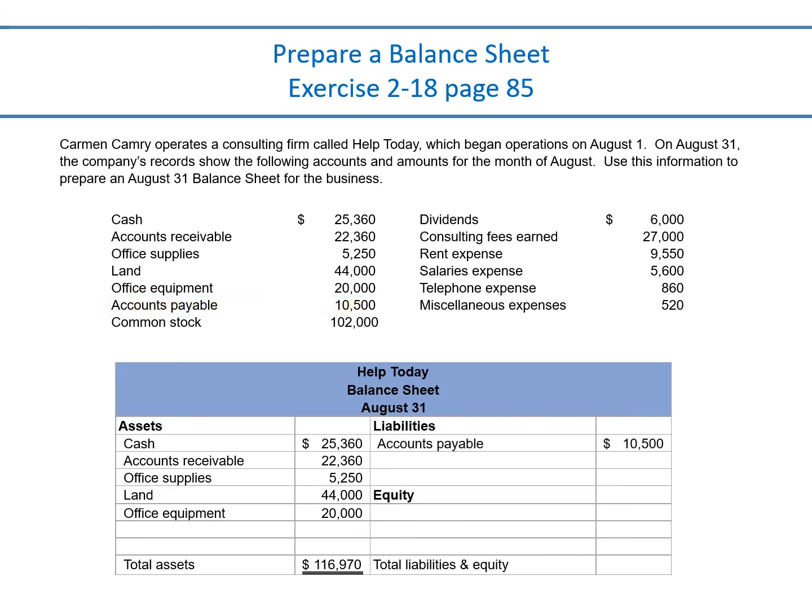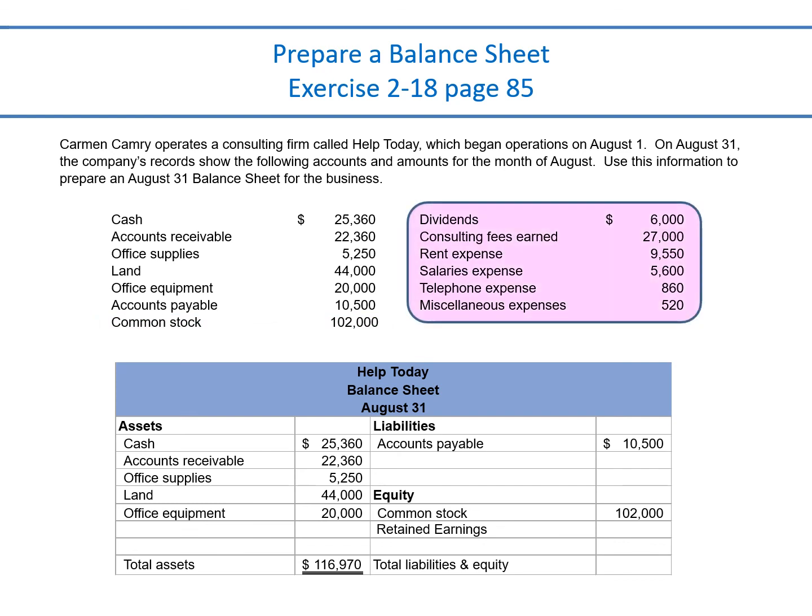And then we have our equity section. We have common stock of 102,000. We have retained earnings from our statement of retained earnings, which is the net of your revenue less all of your expenses, your net income, reduced by your dividends, for your ending retained earnings balance. We already computed that in the previous example and came up with $4,470.